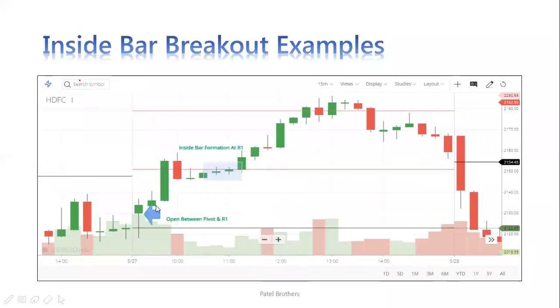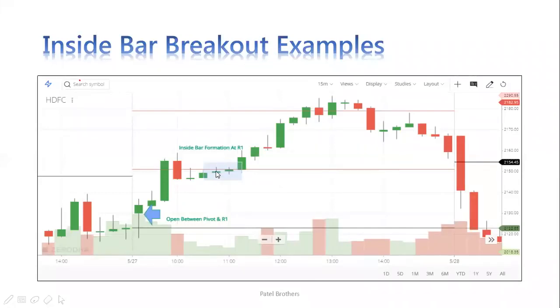Then this is HDFC. So the opening was between pivot and R1. After this, it has formed the inside bar. Even this was an inside bar only. I missed this. So this was also an inside bar. So here also it has given a buy signal only.